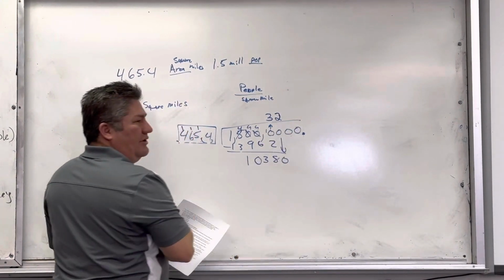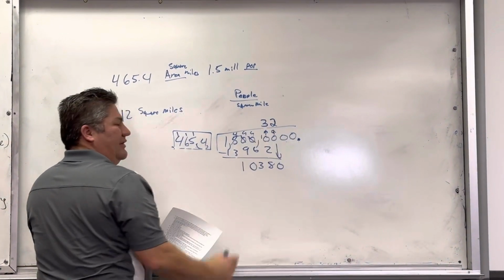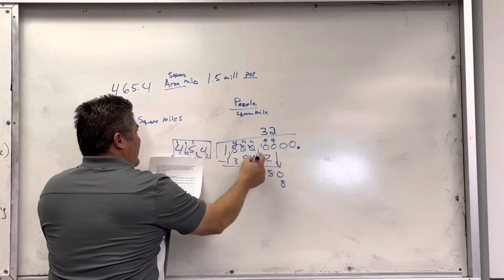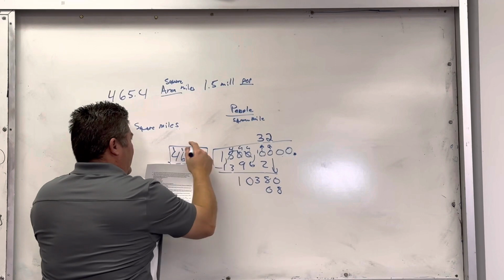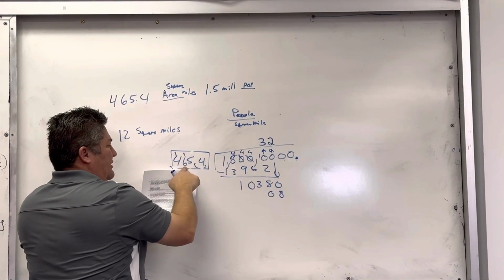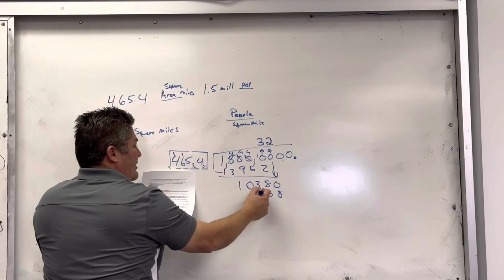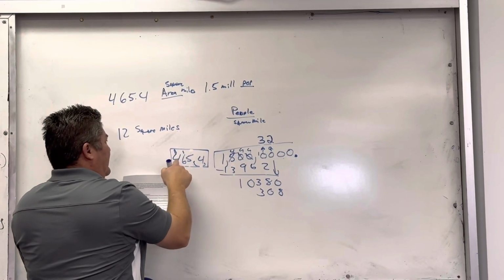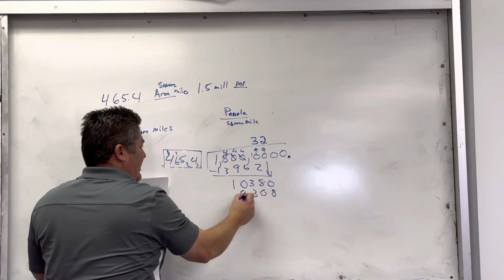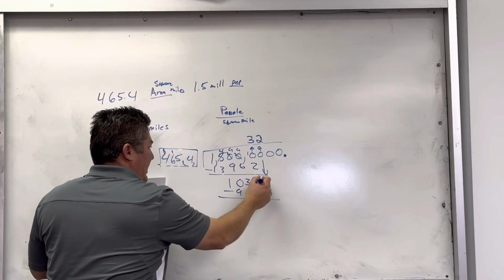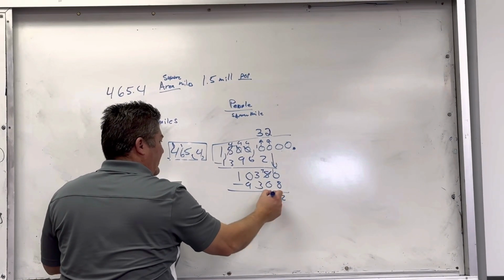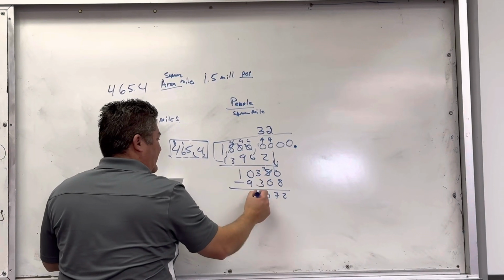So above that 0, I'm writing the 2. Notice that's going right above there. Now I times out the 2. 2 times 4 is 8. 2 times 5 is 10, carry this one over here. 2 times 6 is 12 plus the 1 is 13. And 2 times 4 is 8, plus the 1 is 9. Subtract those. Again, borrow. 2. This is a 7. This is 0. This is a 1.